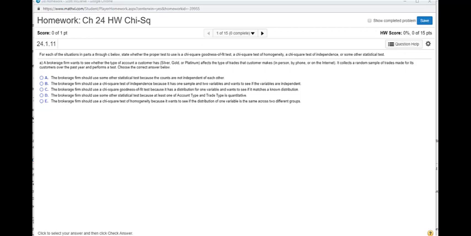or platinum, affects the type of trades that the customer makes, in person, by phone, or on the internet. It collects random samples of trades made for its customers over the past year and performs a test. Choose the correct answer below.